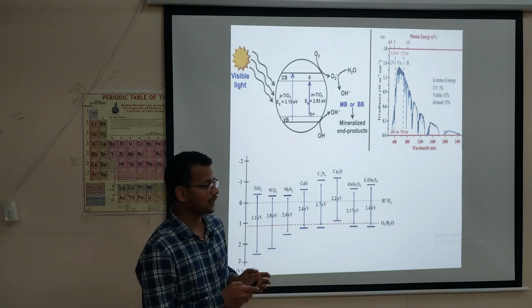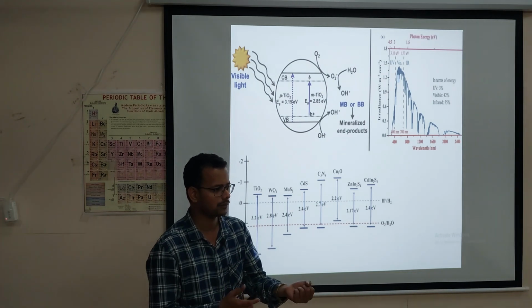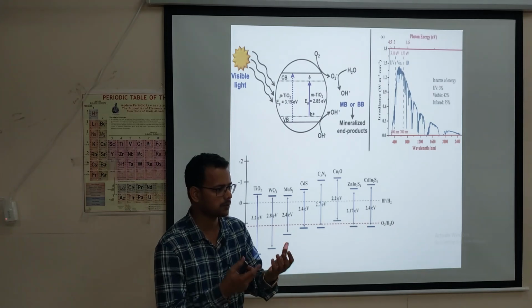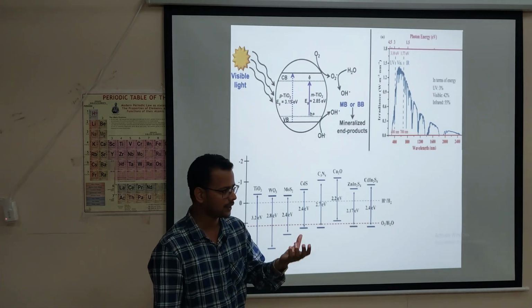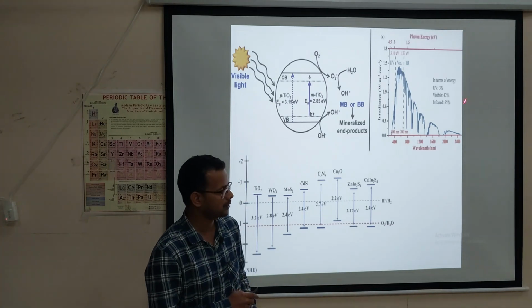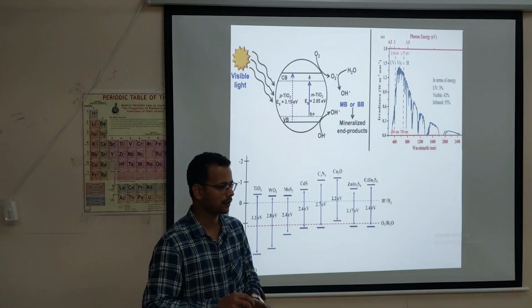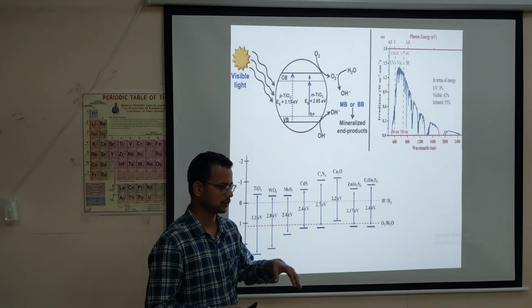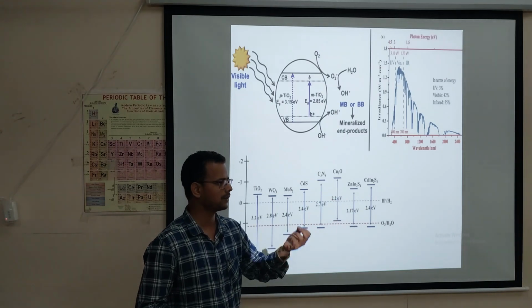So if we develop a UV material, it can absorb only 5% of the light, and if we develop a visible light type of material, it can absorb 42%, and if we can develop an infrared type of material that can absorb infrared rays, it can use 55%. And scientists are doing research in that field to make the materials highly efficient.